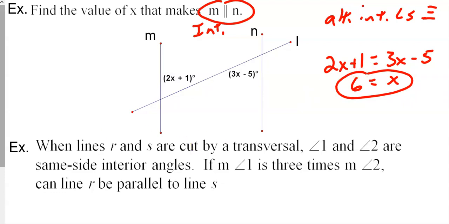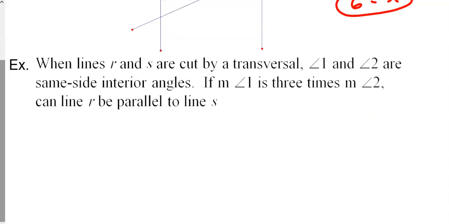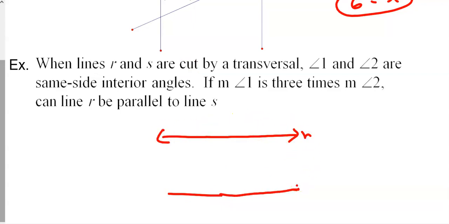Okay. So let's try another example. When lines R and S are cut by a transversal, angle 1 and angle 2 are same side interior. So let's go ahead and read that because that's something we need to draw. When lines R and S are cut by a transversal, I'm going to draw it this way just to show a different direction than what we had in the previous problem. So there's line R and line S. And I'm going to cut it by a transversal.